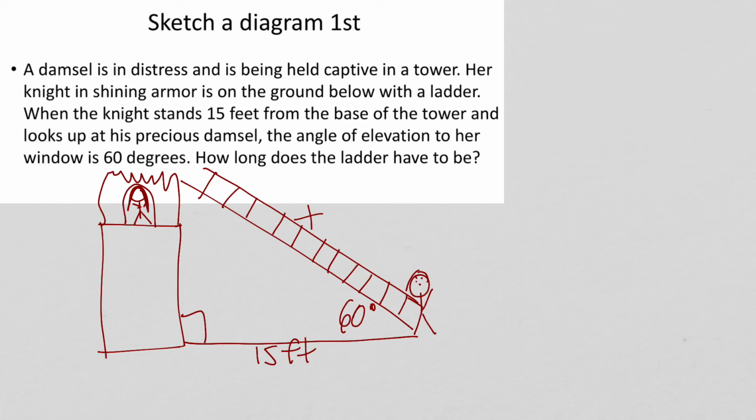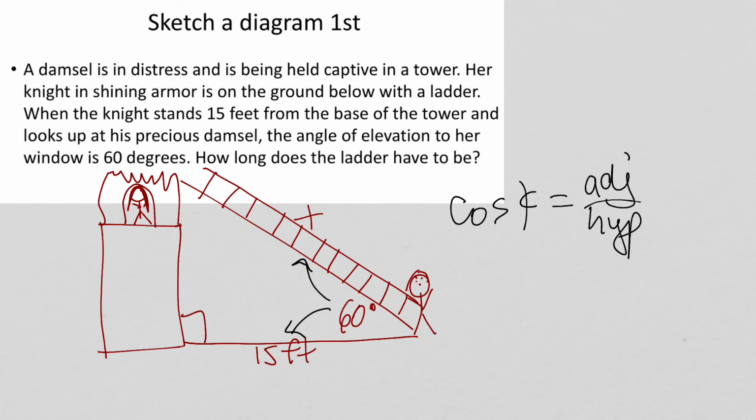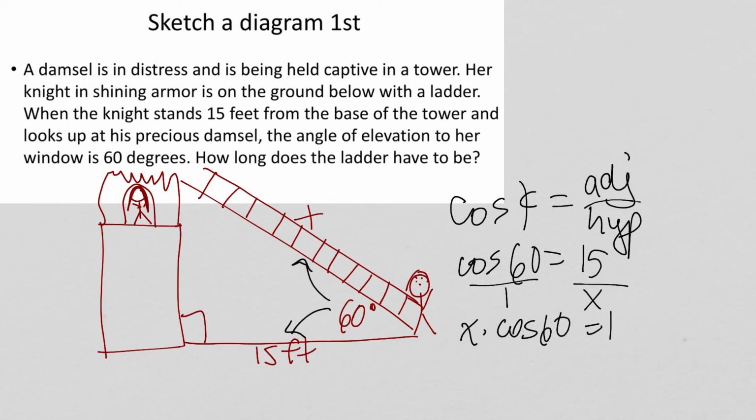Alright, so we need to see which trig function we're going to use with respect to the 60 degrees. So this here is adjacent. This is my hypotenuse, right? So what's adjacent over hypotenuse? That's cosine. So I'm going to write down the formula: cosine of an angle equals adjacent side divided by hypotenuse. Now I'm going to plug in my information. Cosine of 60 degrees equals, the adjacent is 15, the hypotenuse is x. And then I'm going to cross multiply here, and then divide by cosine 60. Plug this in the calculator, and I get 30 feet as the length of the ladder.